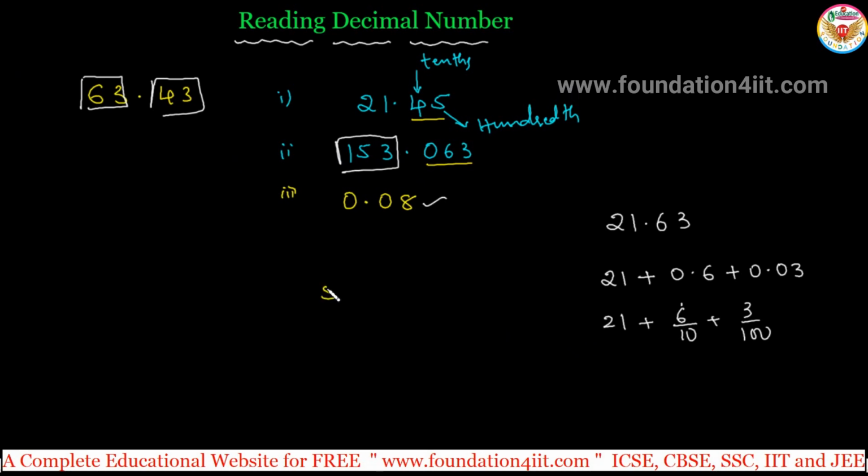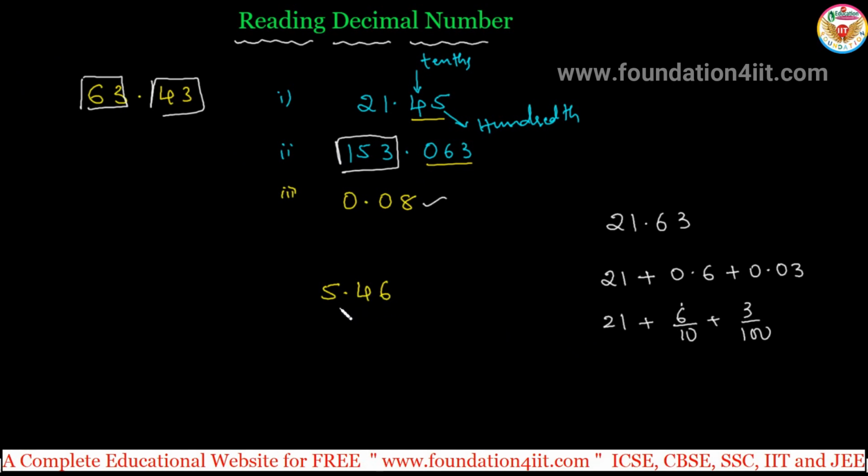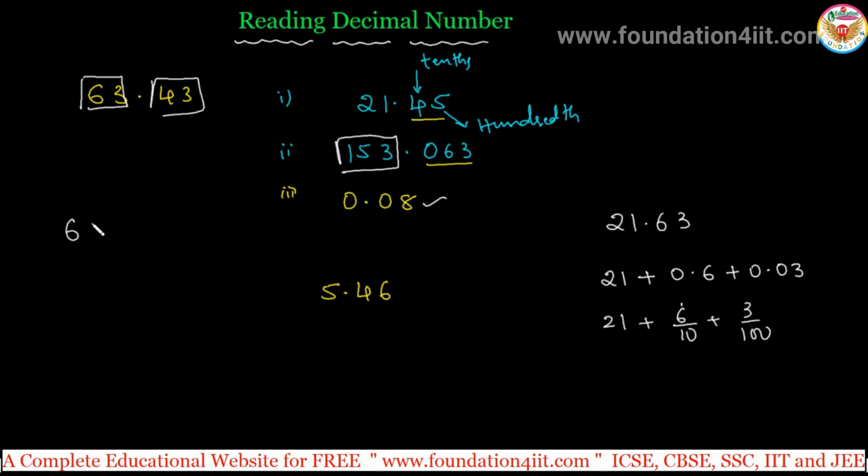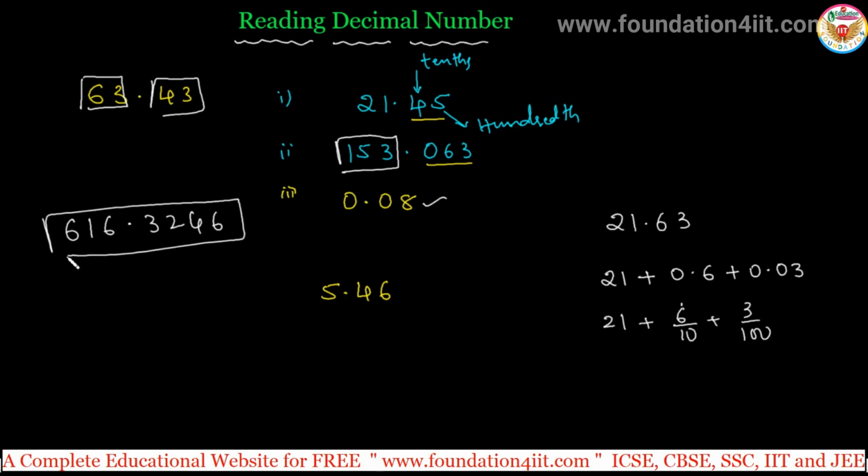For example, see one more example: 5.46. In this number 5.46, 5 is the units place, 4 is at the tenths place, and 6 is at the hundredths place. Okay, this is the order, and we need to read every digit after the point. We have to read by naming each digit, for any bigger number you take. Now 616 point, okay, this is the number. We read the left side of the point, 616, like a normal integral part, and the right side 3246 we have to read each digit separately, right?